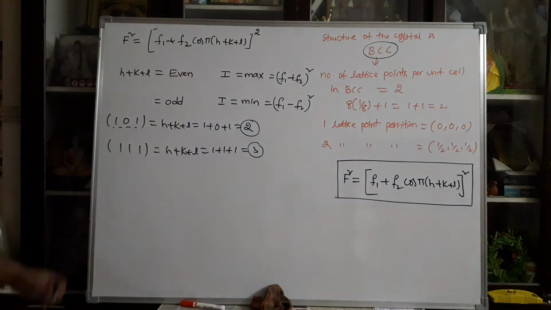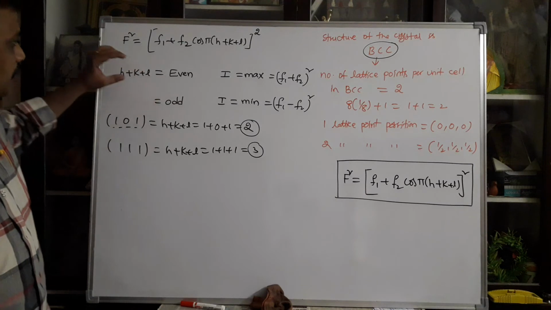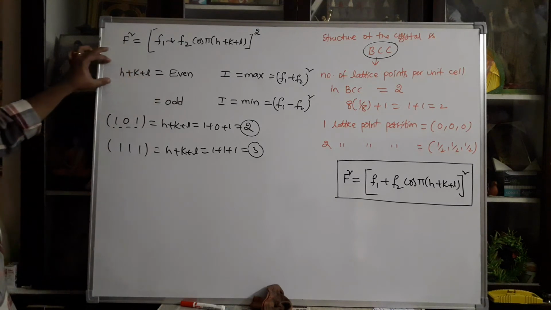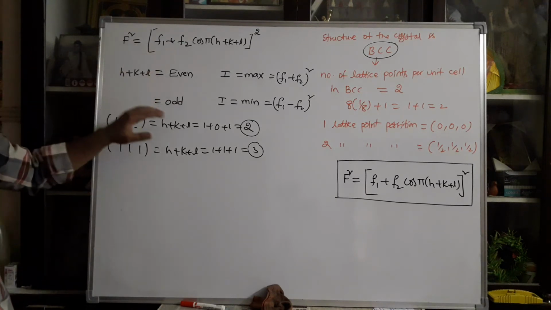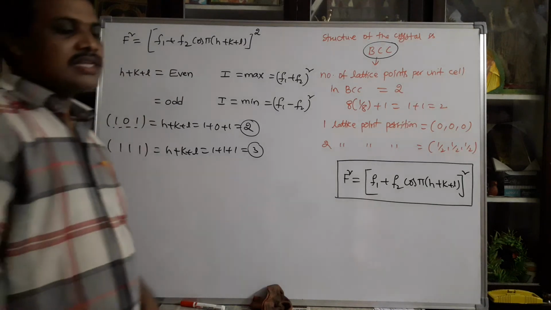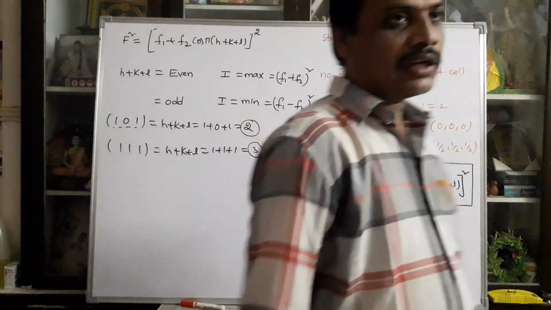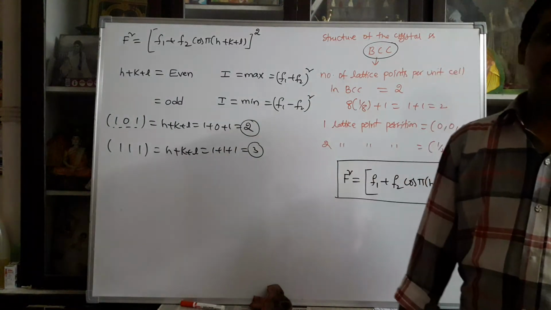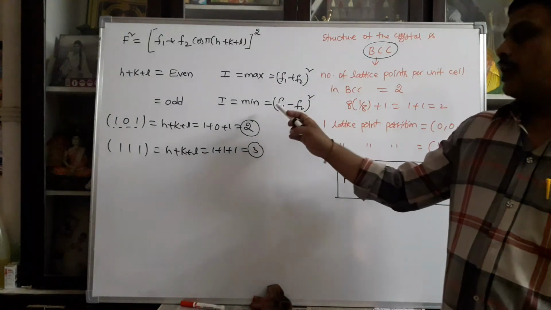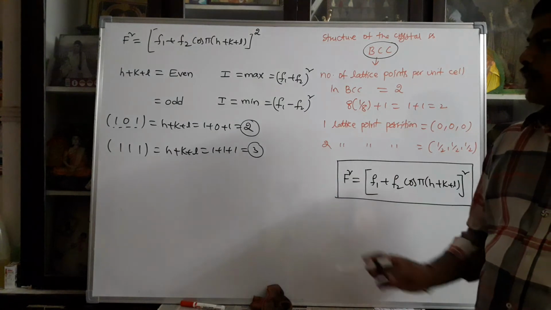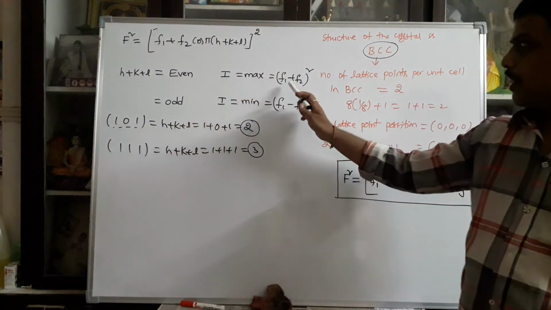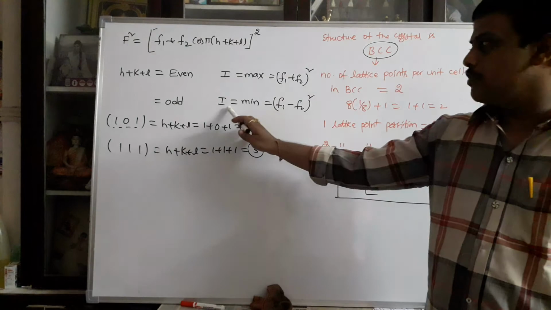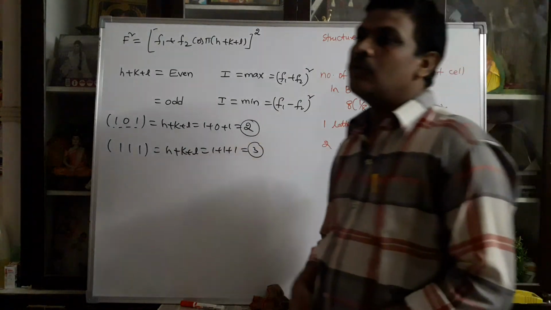At what condition is the intensity of diffracted rays maximum and minimum? It depends on whether the Miller indices sum is even or odd. Suppose the sum is even, the diffracted X-rays get the maximum value; if it is odd, the diffracted intensity is minimum. So I maximum is nothing but F1 plus F2 whole square, and I minimum is F1 minus F2 whole square.